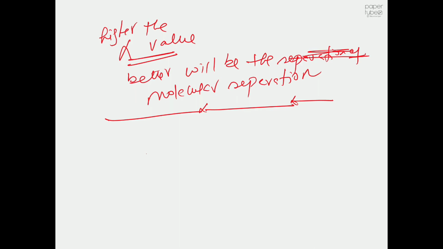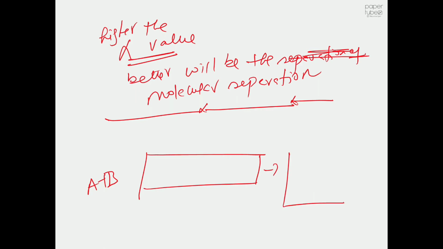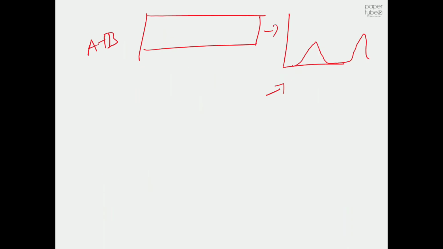So again, back to the topic. Always remember, if you have a column and you have A plus B with a clear separation, some molecules that are well separated from one another, in this case molecules A and B are well separated. This type of system will have a high degree of separation, a high separation factor, alpha.